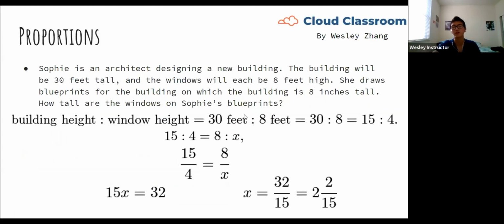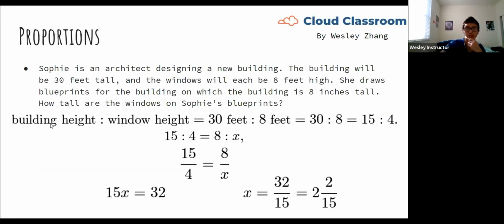All right, Sophie is an architect designing a new building. The building will be 30 feet tall, and the windows will each be 8 feet high. She draws blueprints for the building on which the building is 8 inches tall. How tall are the windows on Sophie's blueprints?